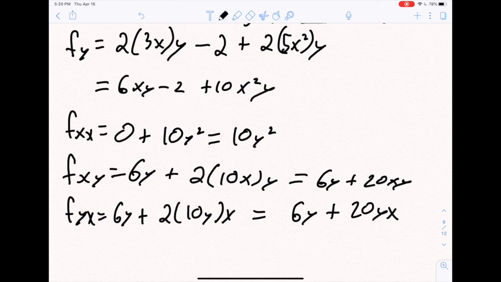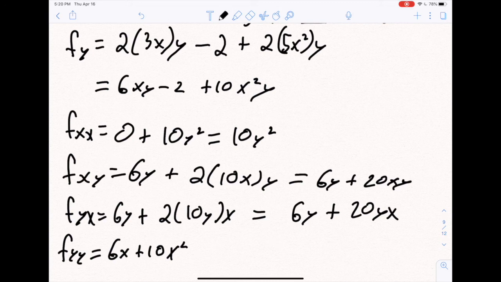All right, lastly, let's find fyy. That's the derivative of fy with respect to y. So again, fy was 6xy - 2 + 10x²y. We're going to take its derivative with respect to y. The derivative of 6xy with respect to y is 6x, the derivative of -2 with respect to y is just 0, plus the derivative of 10x²y with respect to y. We just get plus 10x².